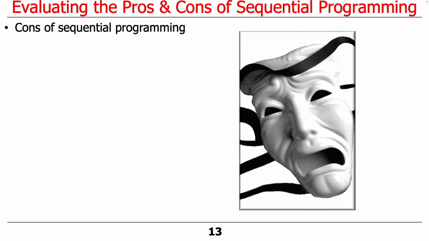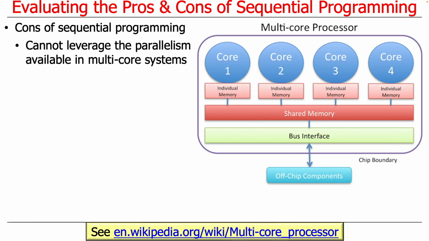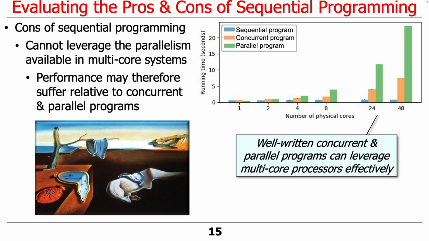Of course, not everything is unicorns and rainbows, as we'll talk about repeatedly, so there are cons of sequential programming as well. One of the most obvious ones is there's no easy way, or really no way, to leverage the inherent parallelism that's available in today's multi-core systems, where you've got lots and lots of cores and all kinds of clever optimization techniques that take advantage of out-of-order execution and loads and stores that can pass each other in the memory hierarchy and so on. Sequential programming just can't take advantage of that. And as a consequence, the performance of sequential code suffers relative to well-written concurrent and parallel programs.